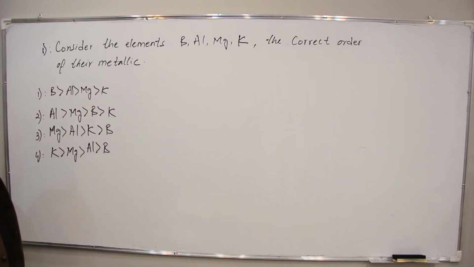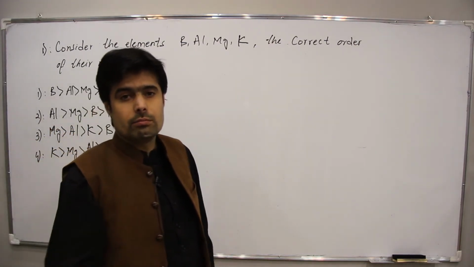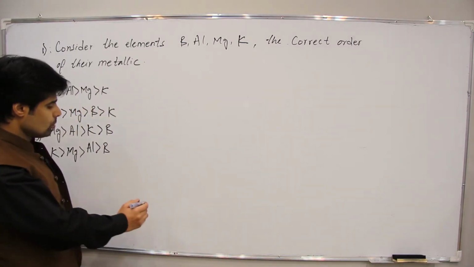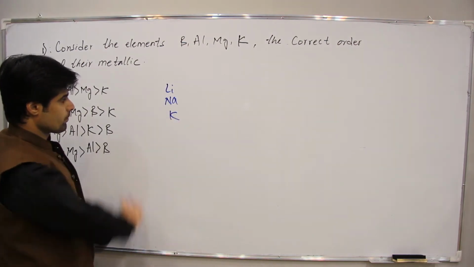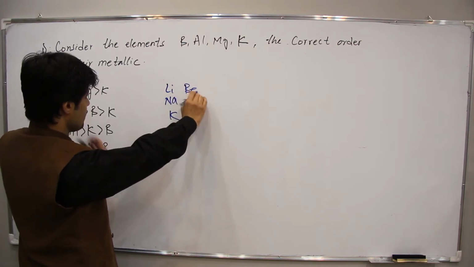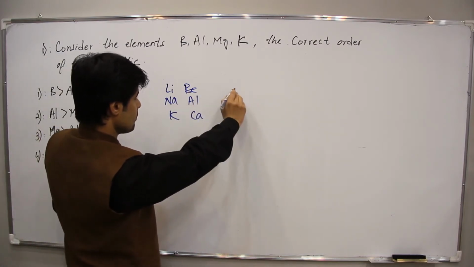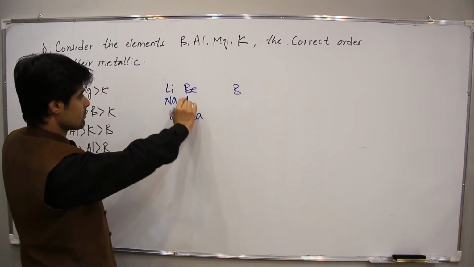The first question: consider the elements boron, aluminum, magnesium, potassium, the correct order of their metallic character. Now, whenever you are talking about these elements, you have to know the comparison of the metallic character in groups and also in periods. In the first group, we have lithium, sodium, potassium. In the second group, we have beryllium, magnesium, and also calcium. Whenever you're talking about the third group, we have boron and aluminum.